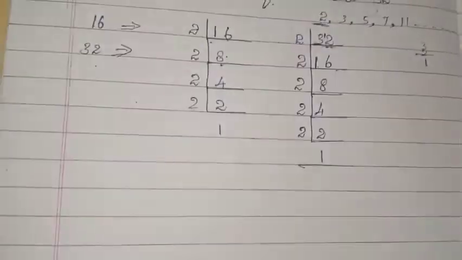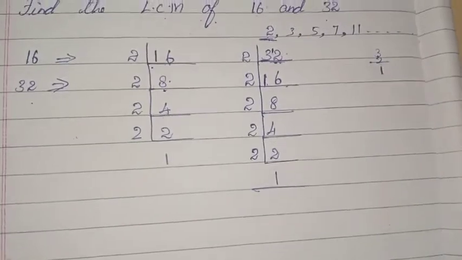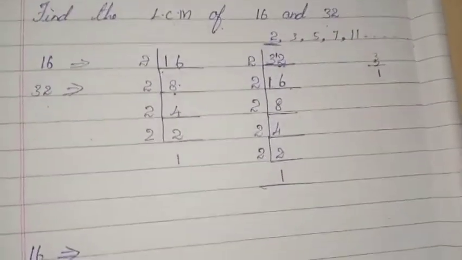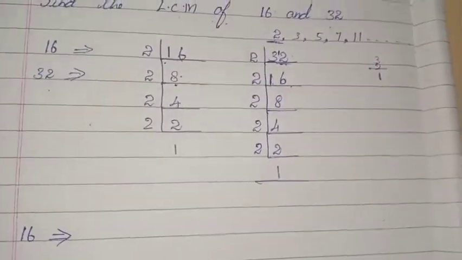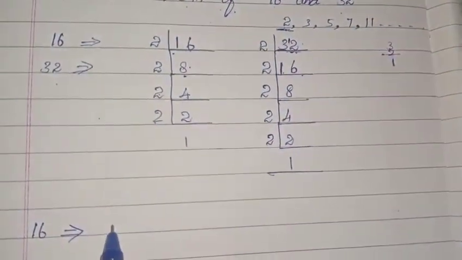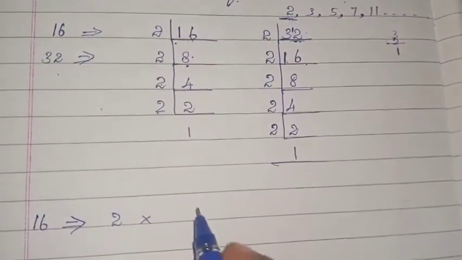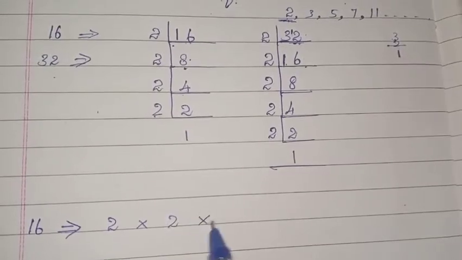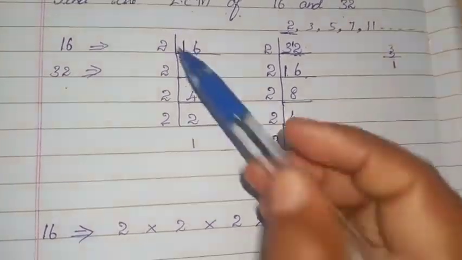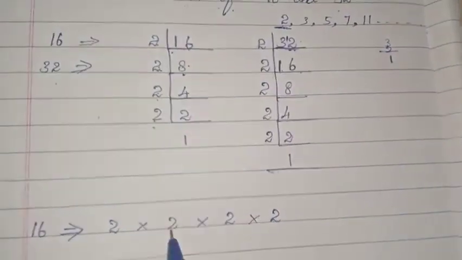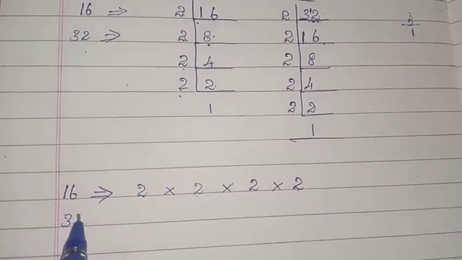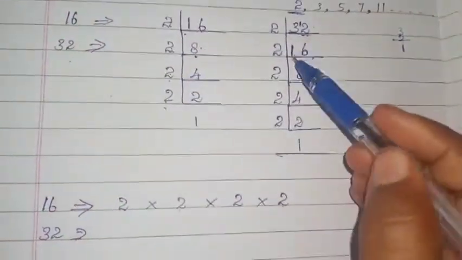Now you can write the prime factors of 16. How many 2s are there? 1, 2, 3, 4. Write all the numbers: 2 into 2 into 2 into 2. 1, 2, 3, 4, we have written four 2s. In the same way you can write it for 32 also.